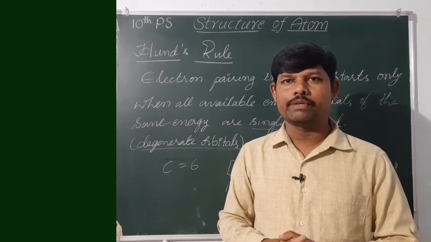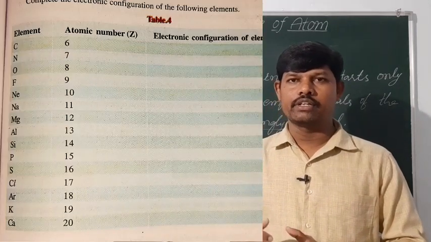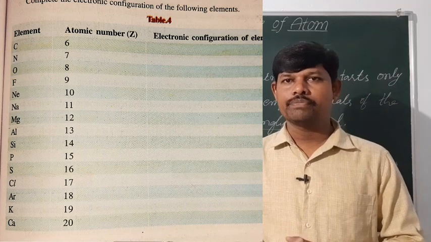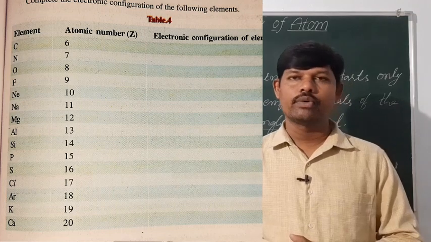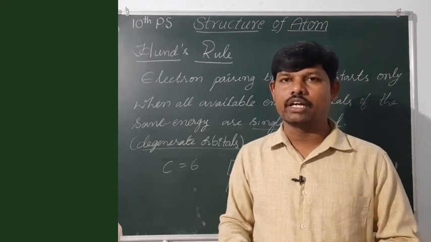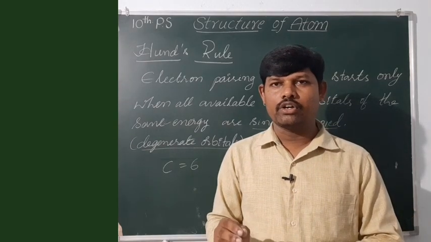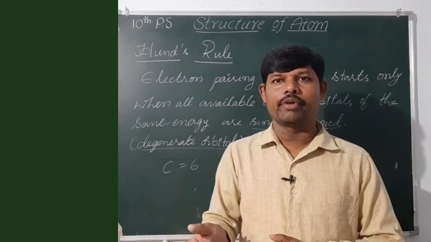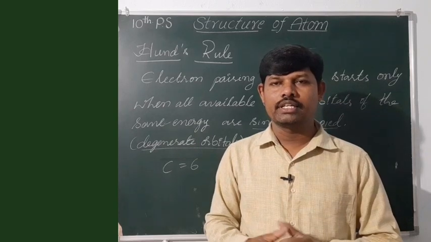So what is that activity? Here some atoms, elements are given. You have to write their atomic number and electronic configuration by using all these principles. What are the principles? 3 principles you have to use and write the electronic configuration. Use a pencil and write all the electronic configurations of the atoms given in the table. If you have any questions or queries, you can message me, then I will help you.